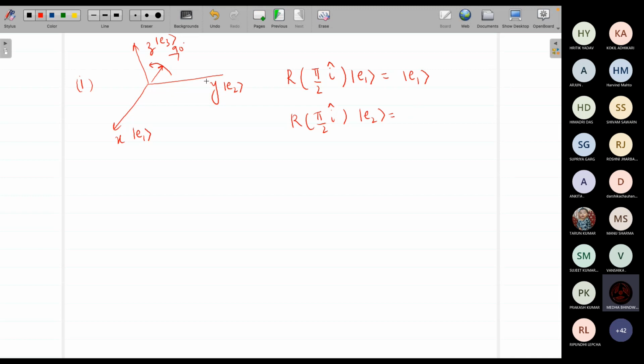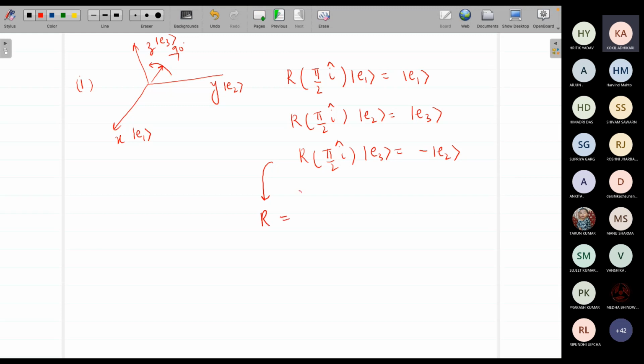What happens when I apply this operation on the second basis vector, which is E2? It will become E3. And what happens to my Z, which is E3? It becomes minus E2.